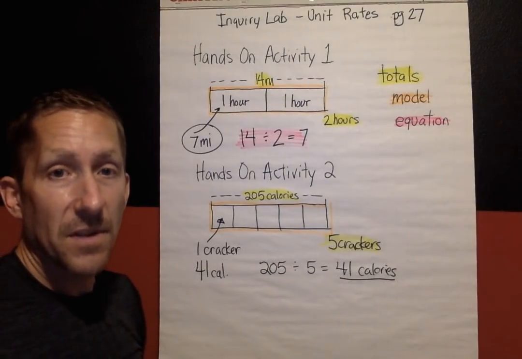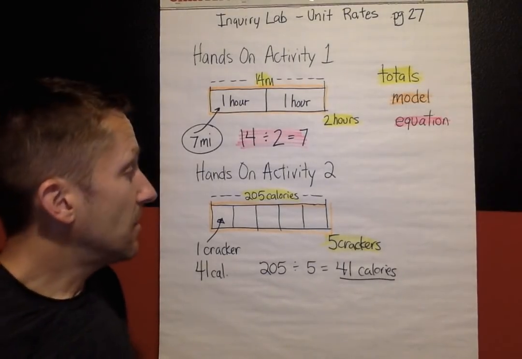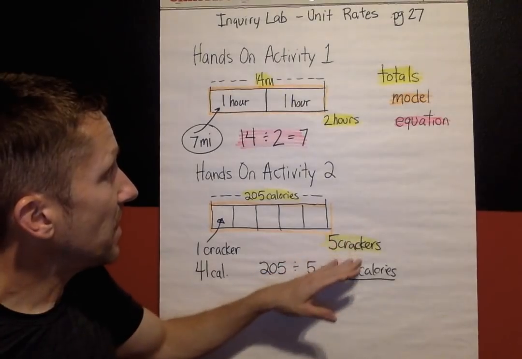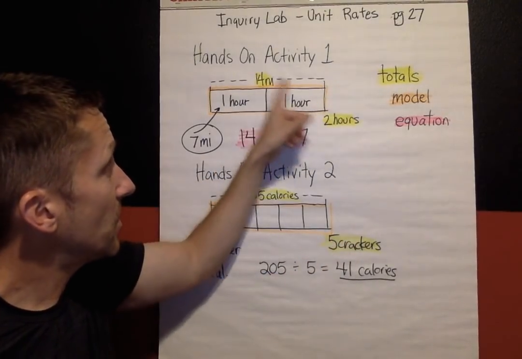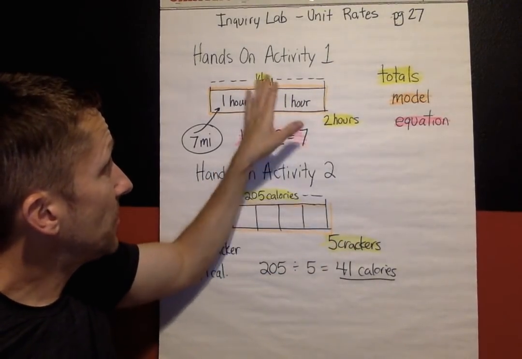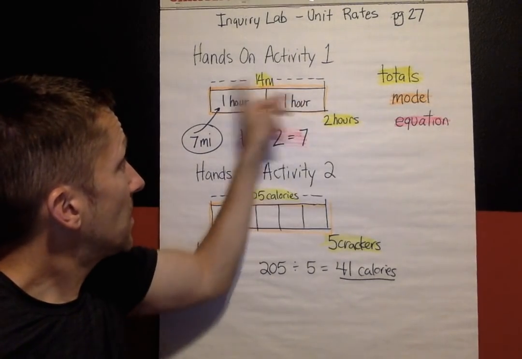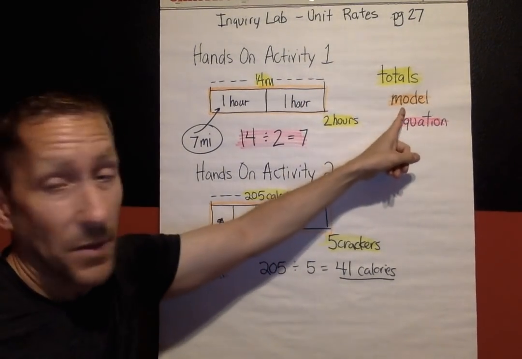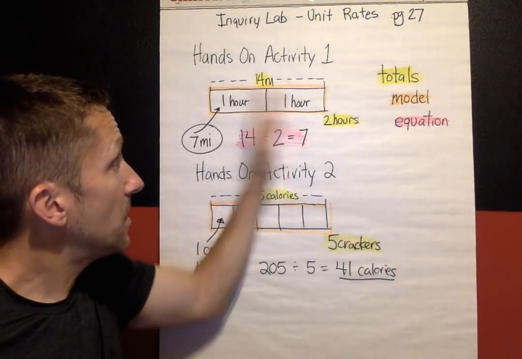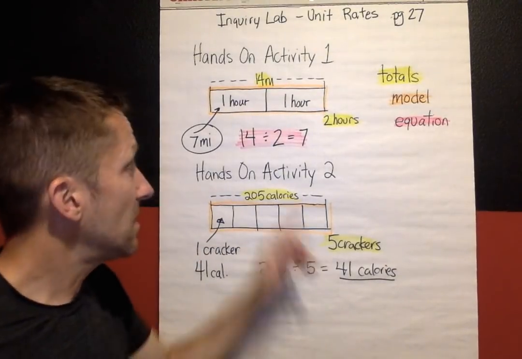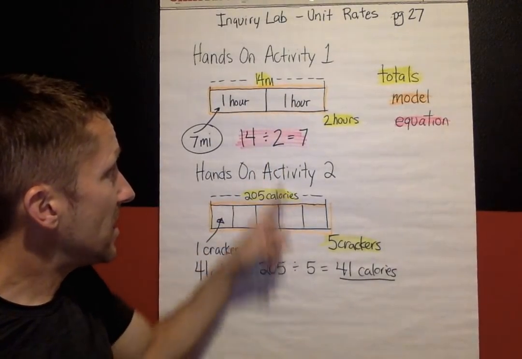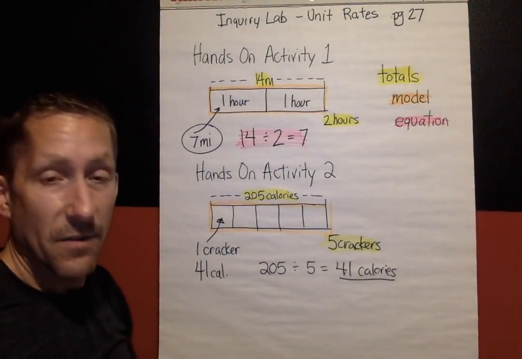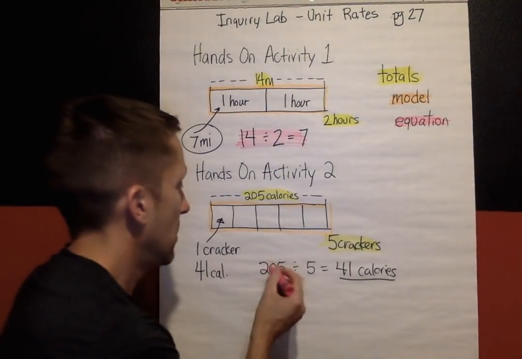I hope that helps. On the rest of the lab, focus on these 3 parts to help you. Totals: what are the totals? You're going to have 2 of them in each problem, something here and something here. Build the model: how do you break up the bar into how many pieces? And then your equation, and you can use a calculator for your equation.